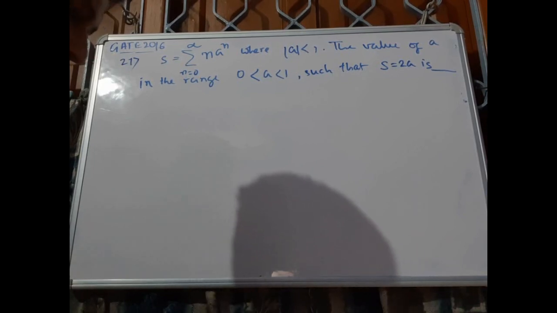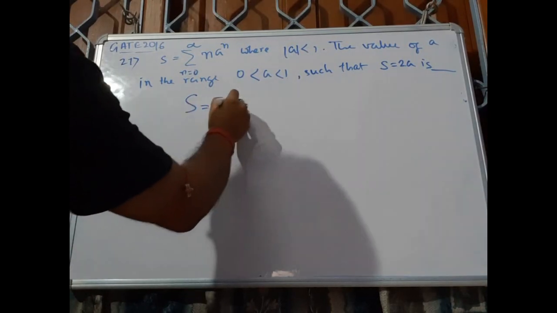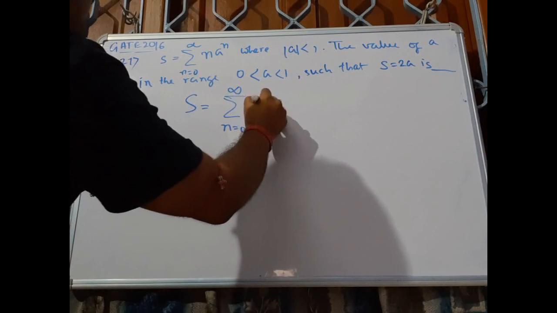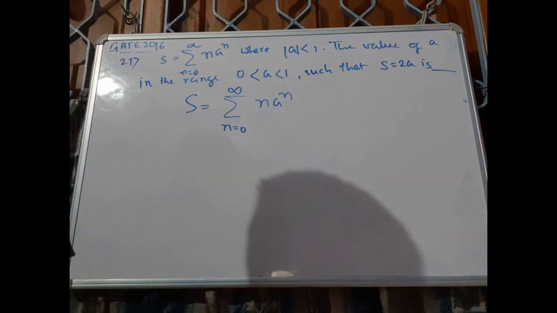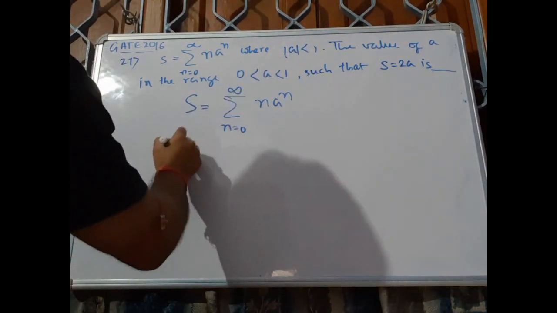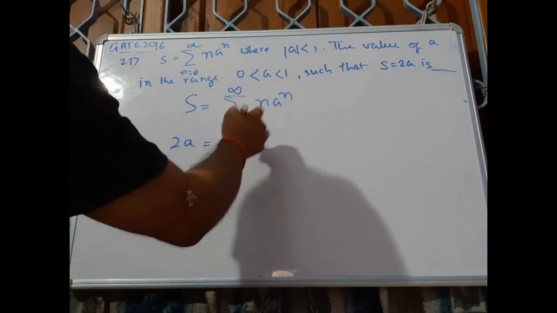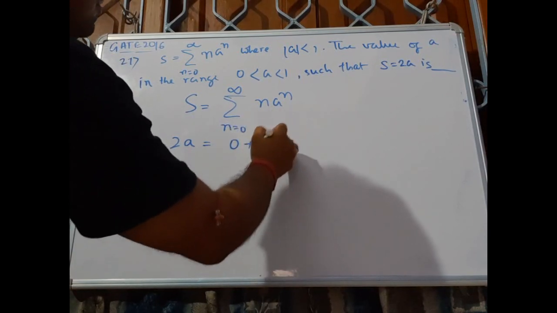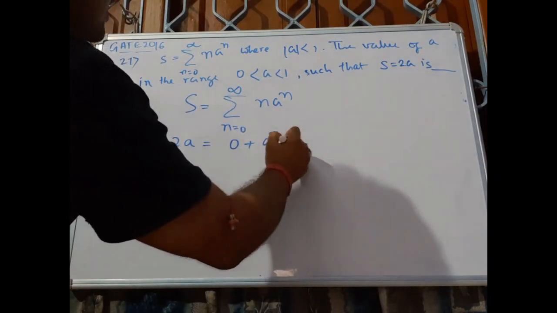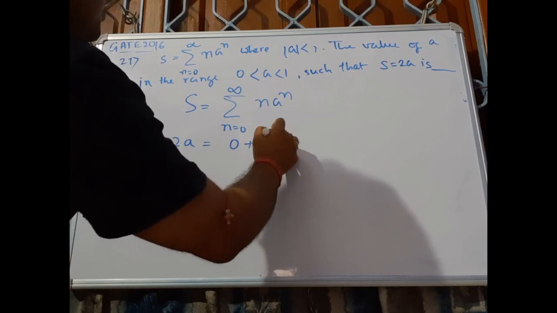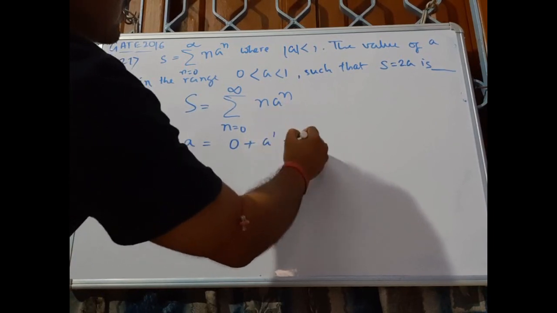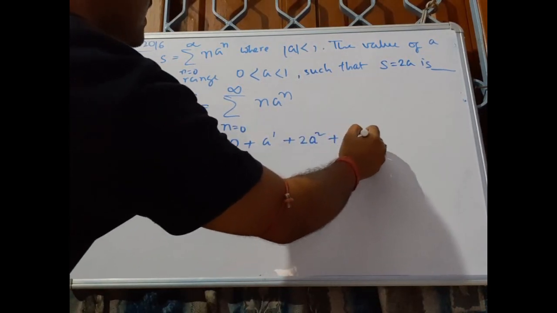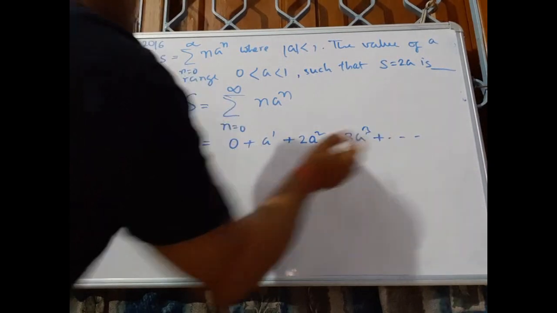Okay. Now we have A = summation of n = 0 to infinity of n a^n. Now A = 2a. If I put the value of n = 0 here, we have 0, plus n = 1 gives a to the power 1, plus n = 2 gives 2a², plus 3a³, like that.